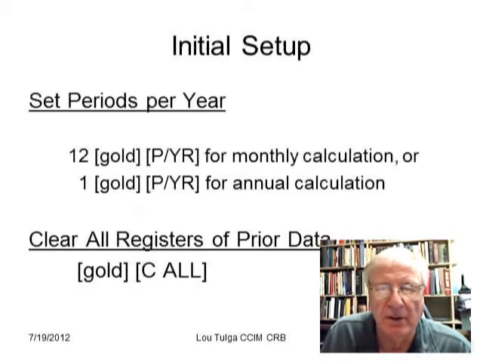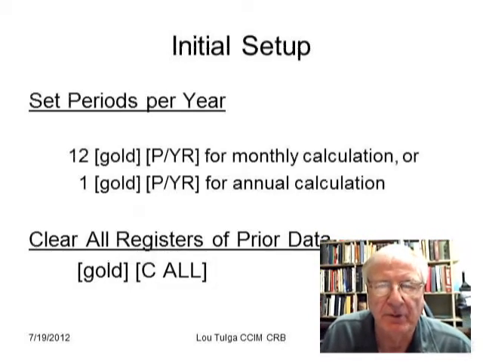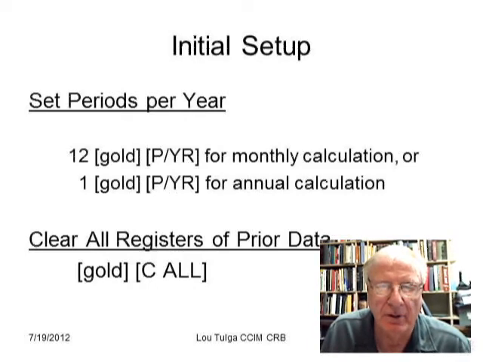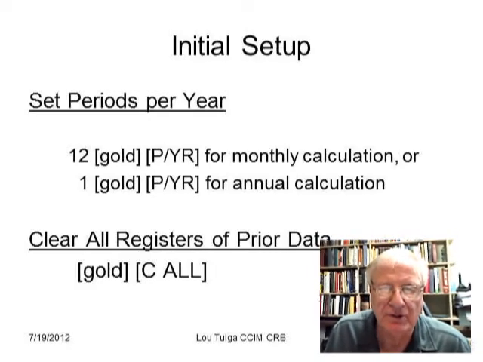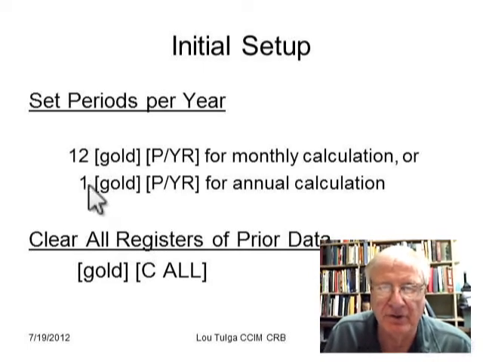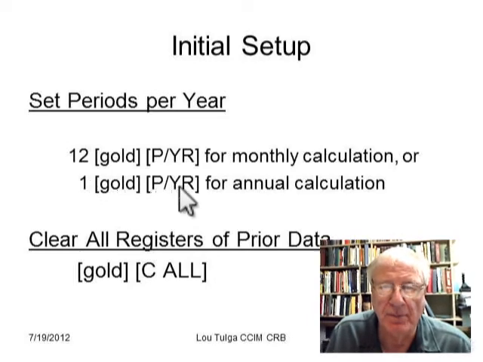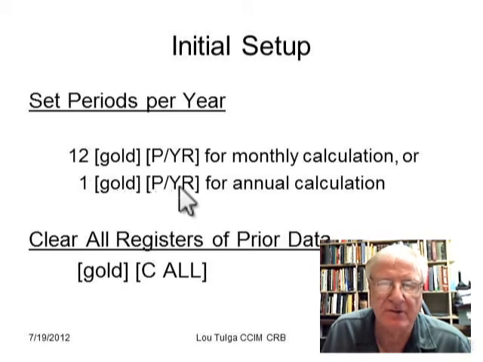The calculator really is programmable from 1 payment per year all the way up to 999 payments per year. And so you have to program the calculator before you start to what your problem is. If you're doing a monthly calculation, it'd be 12 gold key payment per year key that programs it. If it's an annual calculation, it's 1 gold key payment per year. And the programming stays until you change the programming consciously.